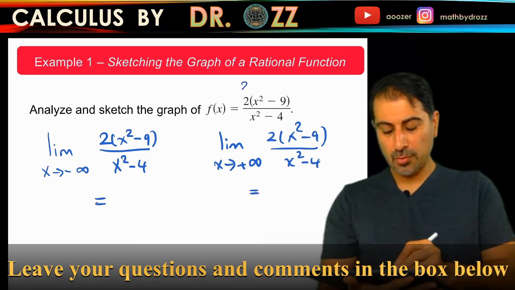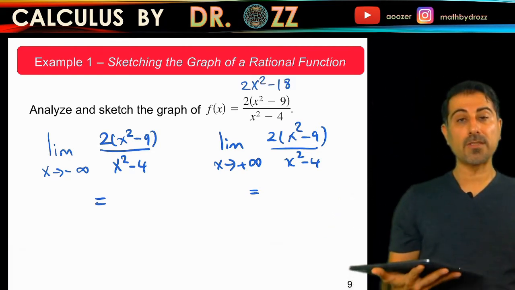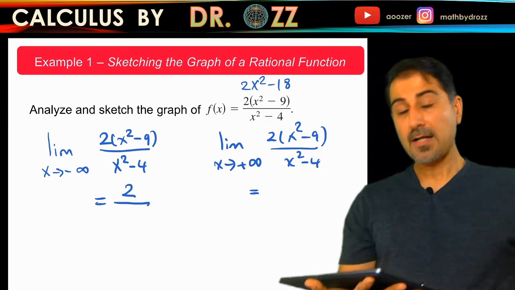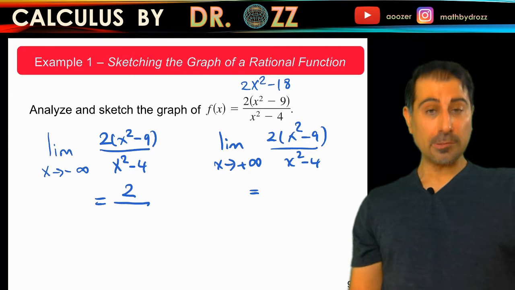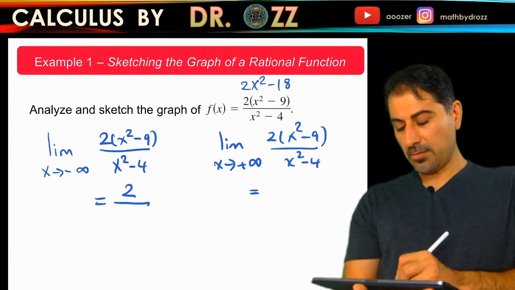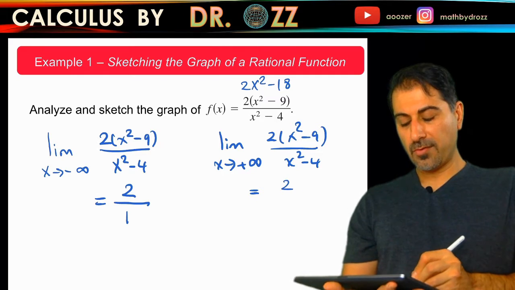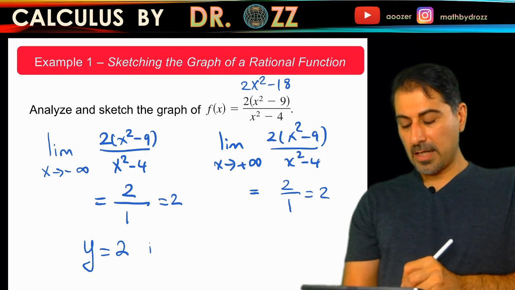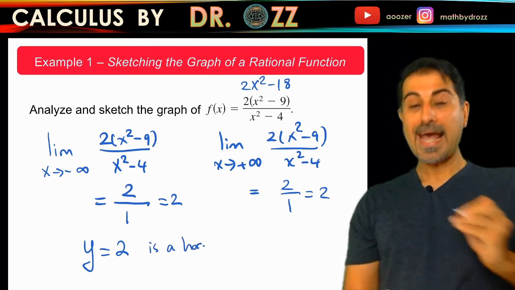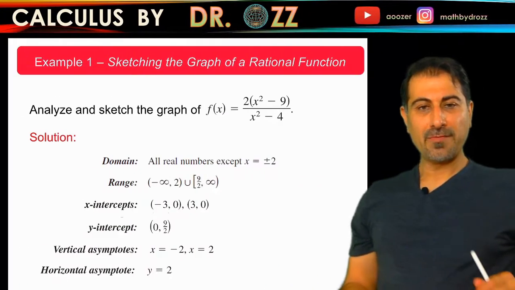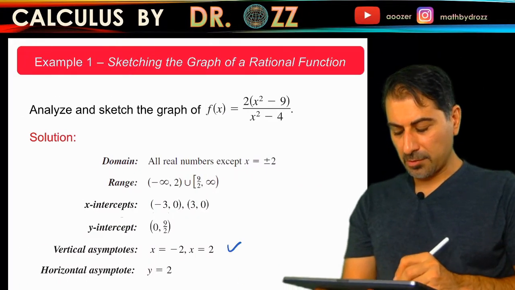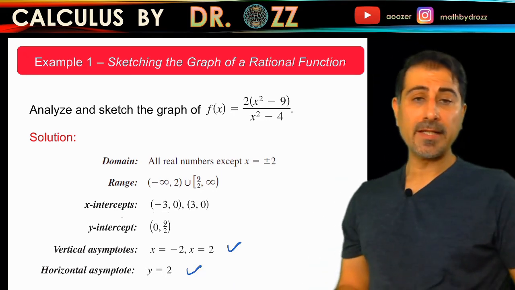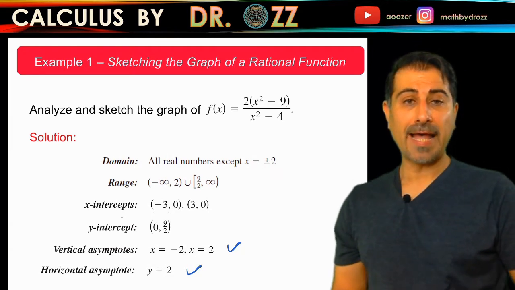I have at the top 2x squared minus 18, so the leading coefficient is 2 because the leading term is x squared. So here 2, and then in the bottom you have x squared minus 4. The leading term is x squared, the highest order term. So here we go. So the coefficient of that is 1. So both limits would be equal to 2, and this implies that y equals 2 is a horizontal asymptote. Here we go. If you wrap up everything, we have 2 vertical asymptotes, 1 horizontal asymptote, and there is no slanted asymptote.